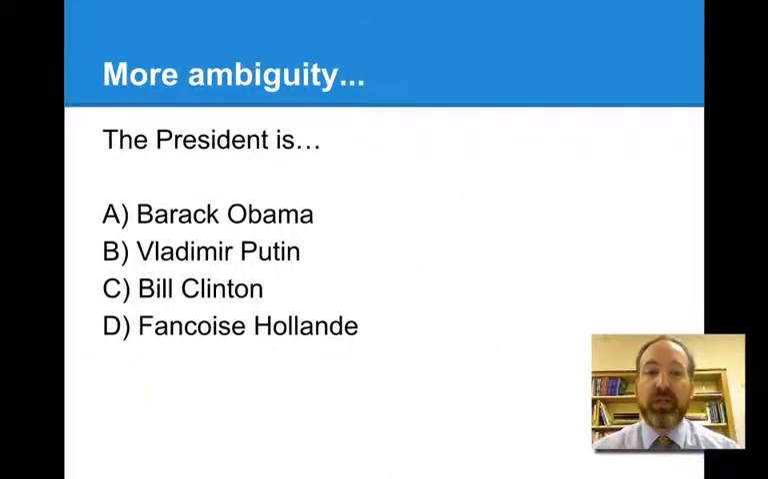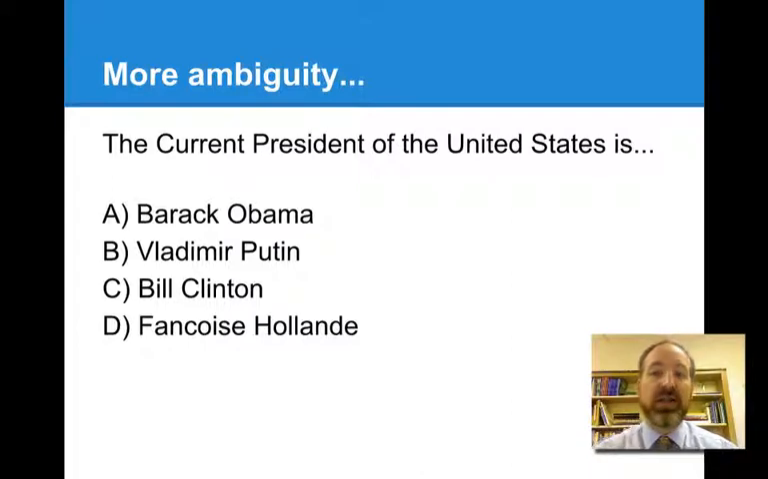More ambiguity. The president is A. Barack Obama, B. Vladimir Putin, C. Bill Clinton, or D. Francois Hollande. Each of those is a correct answer to this question. A more accurate question is the current president of the United States is, and that would be A. Barack Obama. If I left the word current out, it might also be Bill Clinton, because he was the president of the United States. You cannot blame your students for your own ambiguities in the questions.